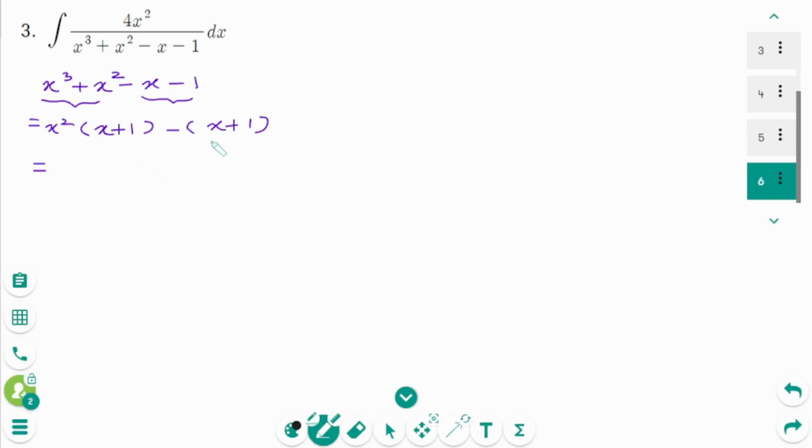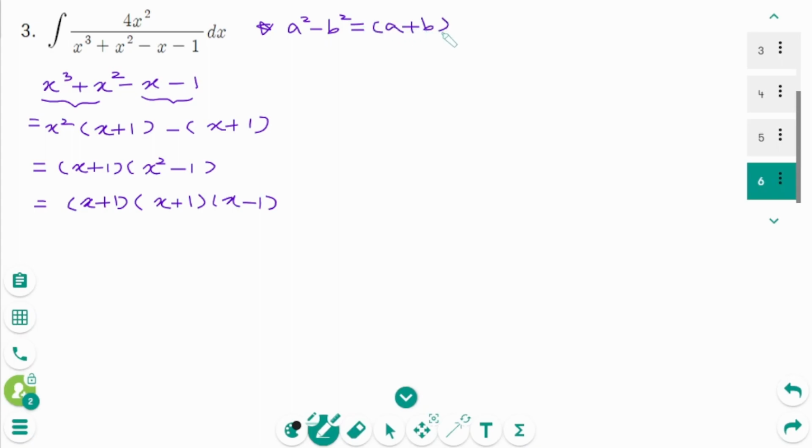now x plus 1 is the common factor, so we can factor x plus 1 times x squared minus 1, but we have to factor completely. x plus 1 times x squared minus 1 is x plus 1 times x plus 1 times x minus 1. Use the formula a squared minus b squared is a plus b times a minus b. Then the final answer is x plus 1 squared times x minus 1.